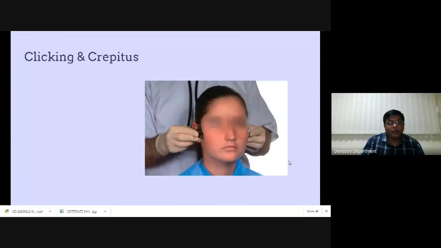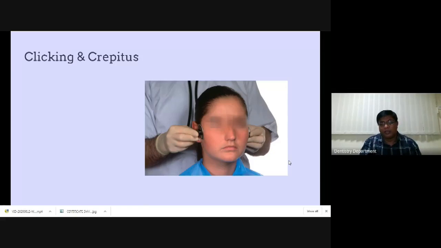Then you have to look for clicking and crepitus. Okay, what is the difference between clicking and crepitus? We will come to it later. But most of the time, there will be a loud click. Patients used to say, "No, I'm hearing my click." But the ideal way of listening to the clicking or crepitus is through a stethoscope.